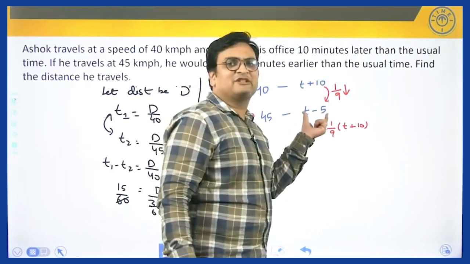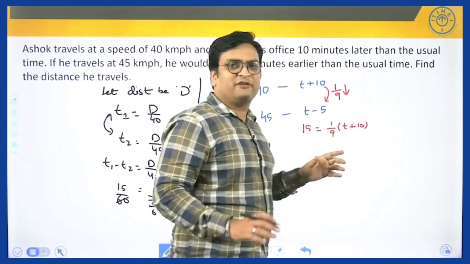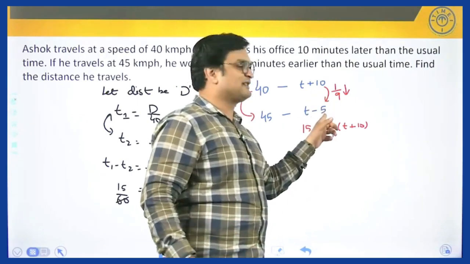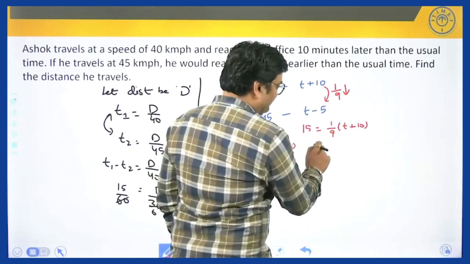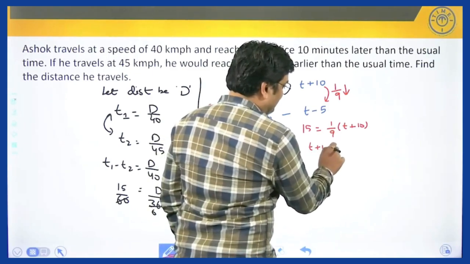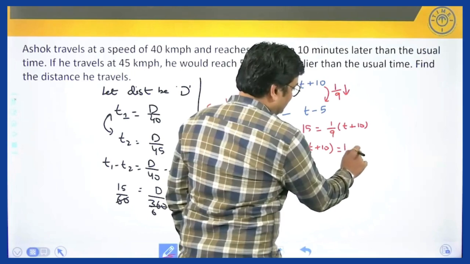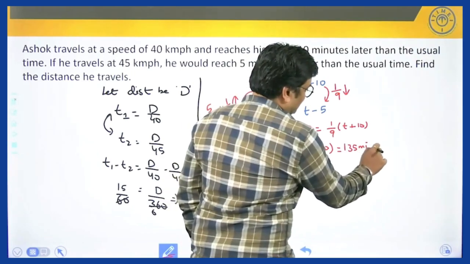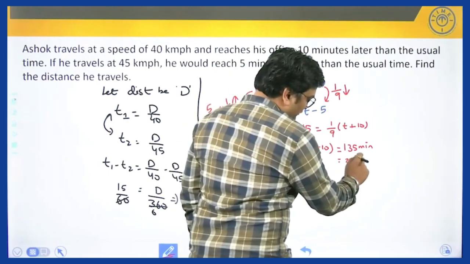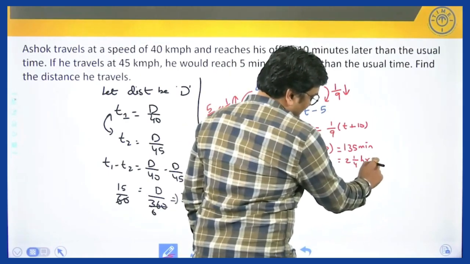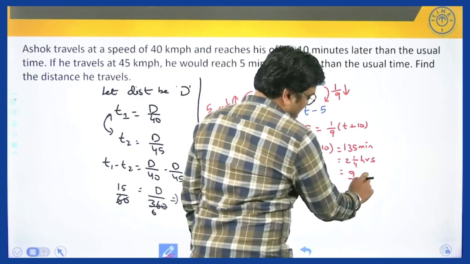So this variable is reducing by 1/9, and this difference we know is 15 minutes, right? 10 minus of minus 5, 15 minutes. So when you solve it, you will get the value of t as what? Sorry, not t, but t plus 10 will be 135 minutes. Now 135 minutes is nothing but 2 hours and 15 minutes. So 2 1 by 4 hours, which is nothing but 9 by 4 hours.